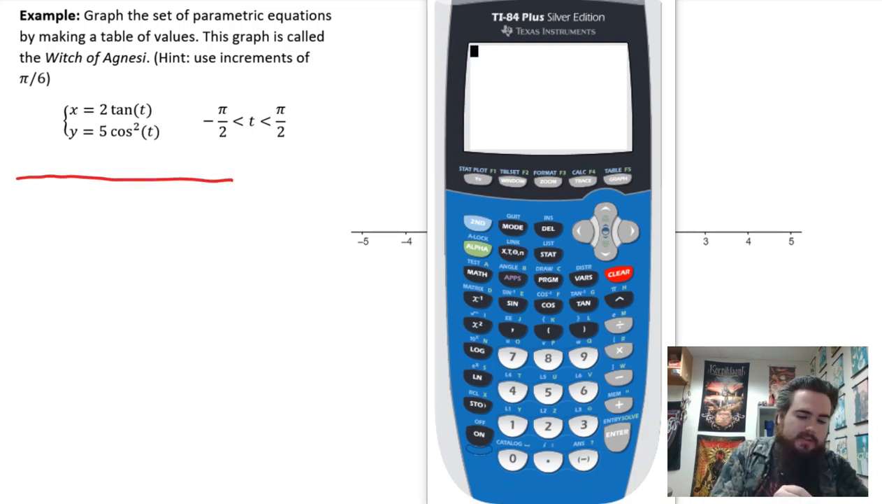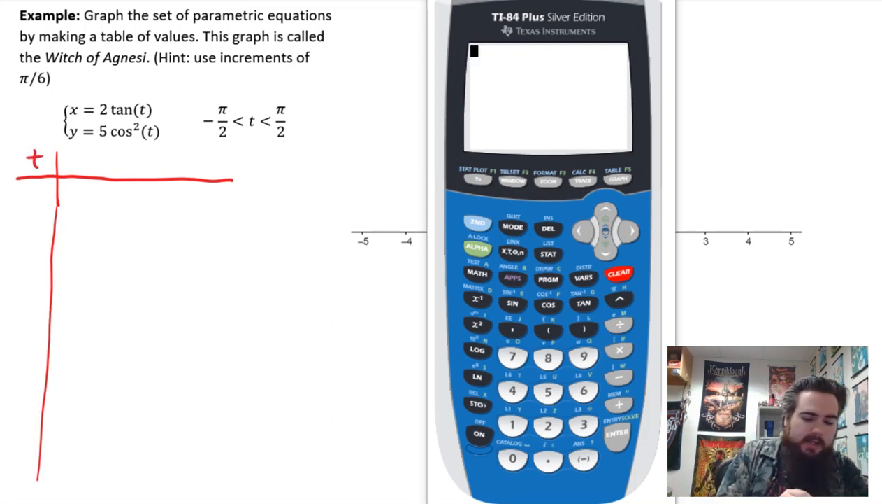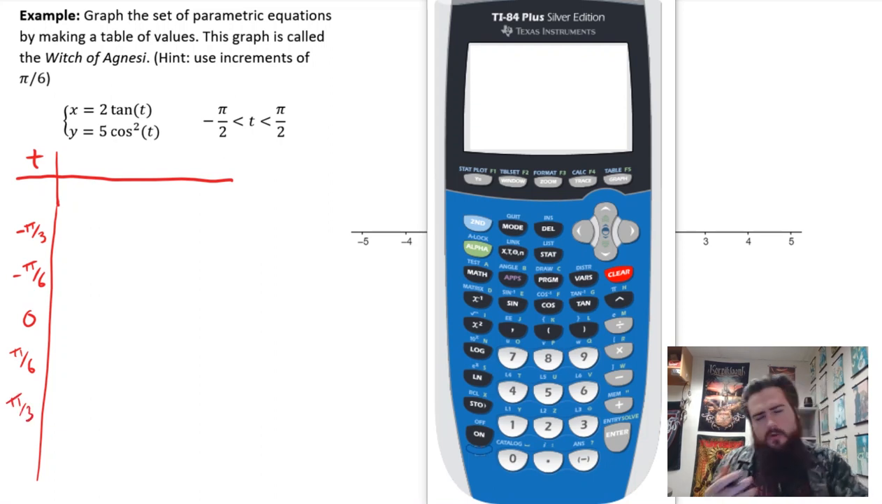Due to the nature of some of the rounding that we will have in this problem, I'm going to keep the calculator up for quite a while here. But based on that recommendation, I will start by plugging in negative pi over 3, negative pi over 6, 0, pi over 6, and pi over 3. Those would be increments of pi over 6. We have negative 2 pi over 6, negative 1 pi over 6, 0 pi over 6, etc.